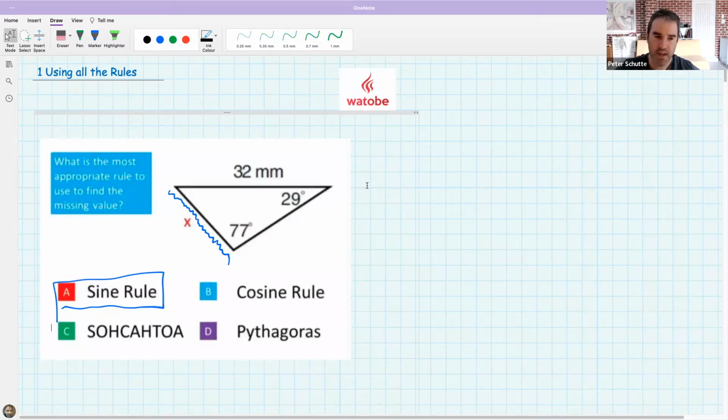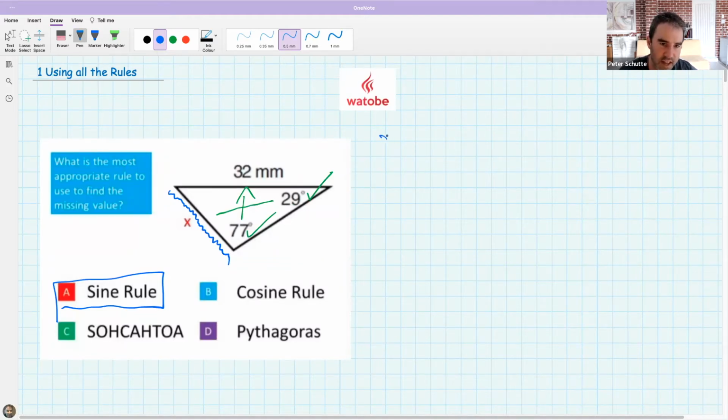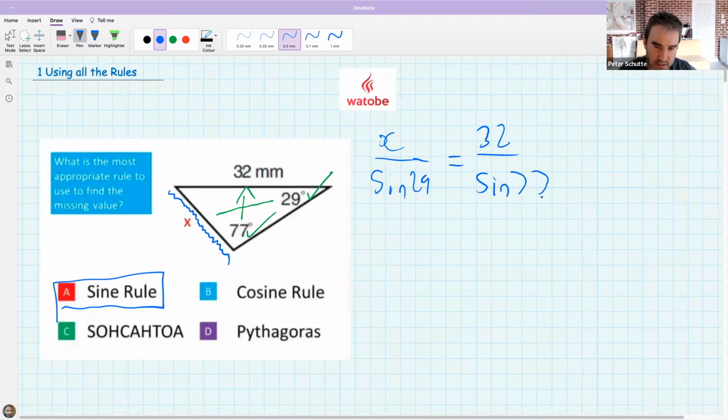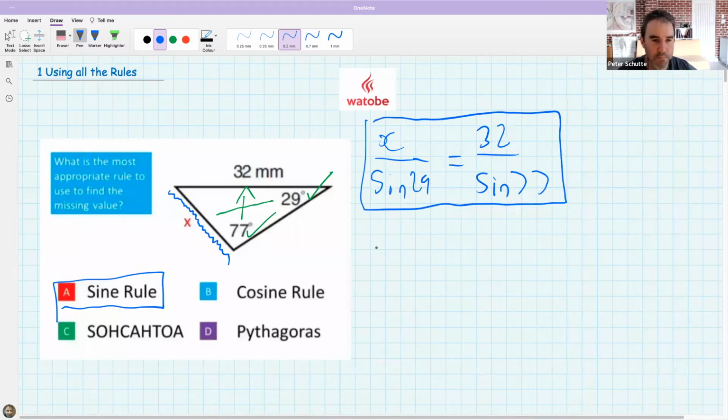Yes. So basically, you were given 2 angles, and you have a side opposite that angle, and this side over here is opposite this angle. So you have these pairs of sides and angles that are opposite each other. So if I was going to solve it, I would write it as x over the sine of 29 equals 32 over the sine of 77. And then after that, you'd have to solve for x to get it by itself. But basically, the sine rule would be the better option.